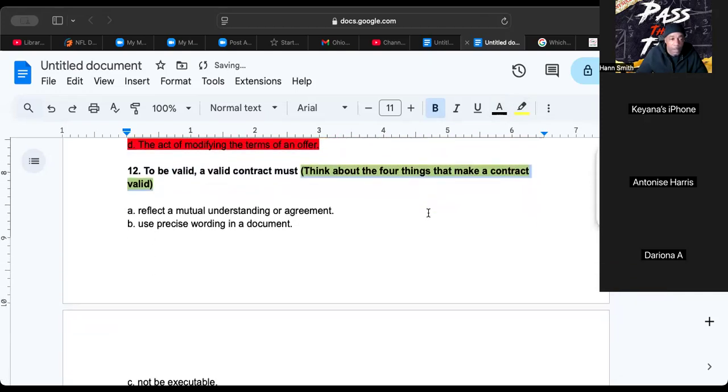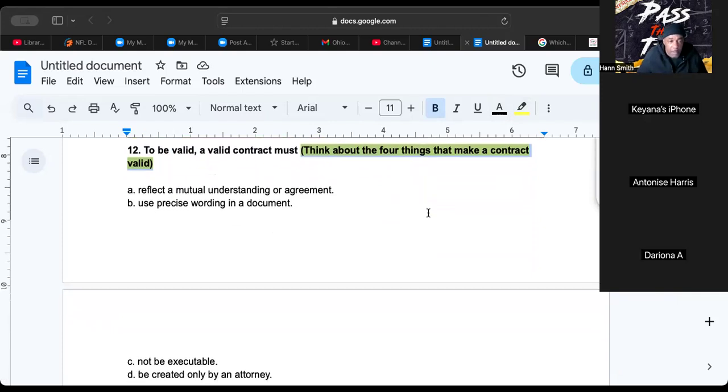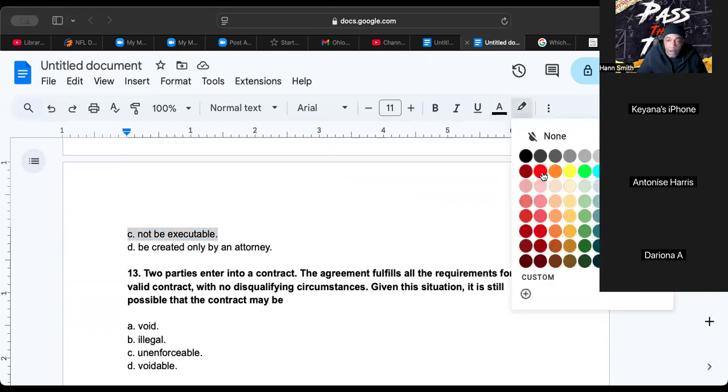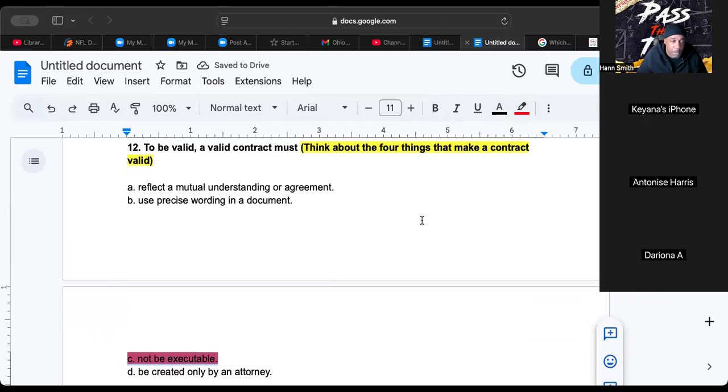So to be valid, a contract must, is it A, reflect a mutual understanding or agreement? B, use precise wording in a document? C, not be executable? D, be created only by an attorney? I'm gonna get rid of C and then go back up so y'all can see the others. All right, that's the best I can do to get everything on the same screen. Again, to be valid, a valid contract must, we got to get rid of one more. I was gonna say get rid of B. B. I agree.